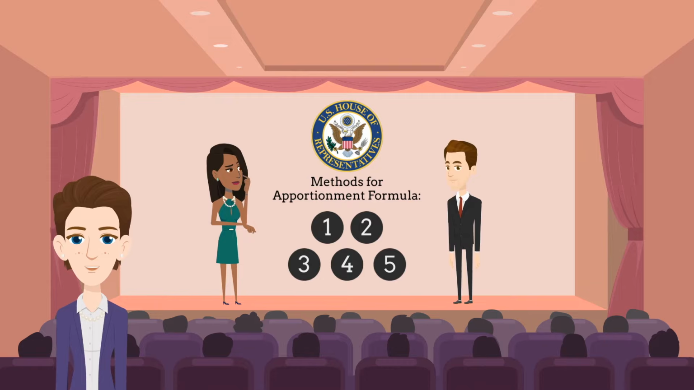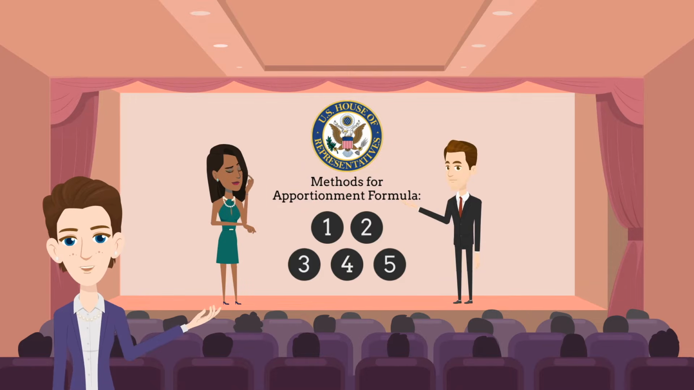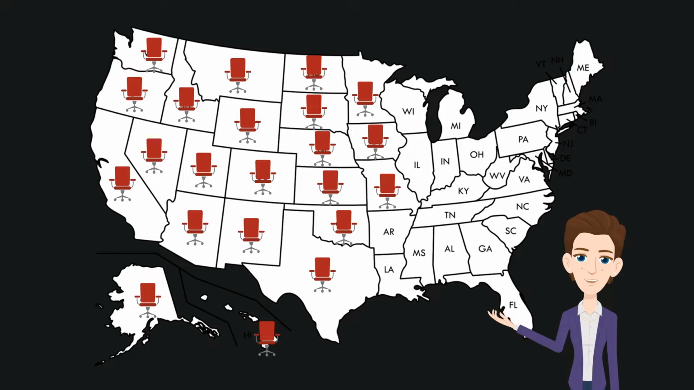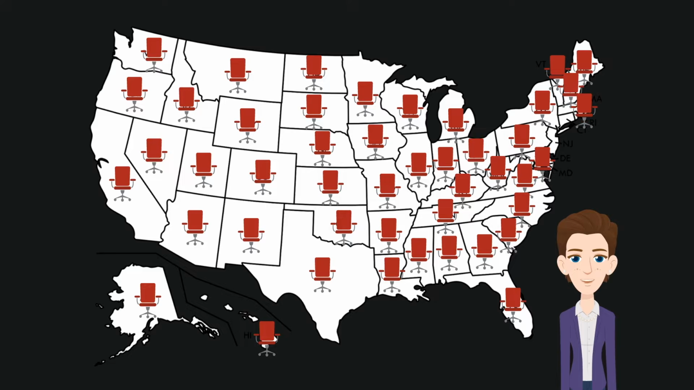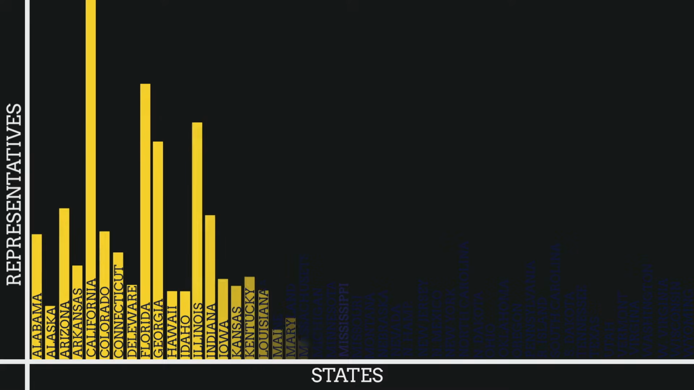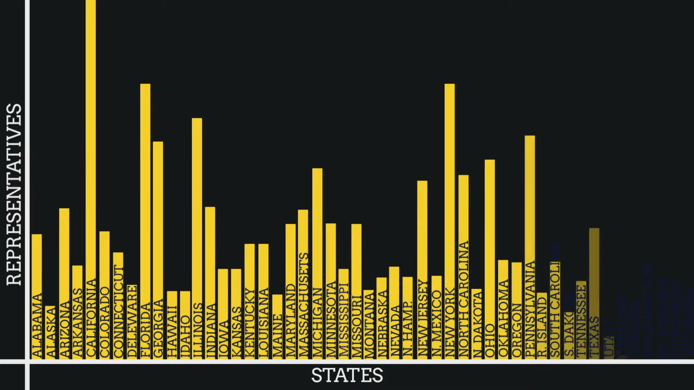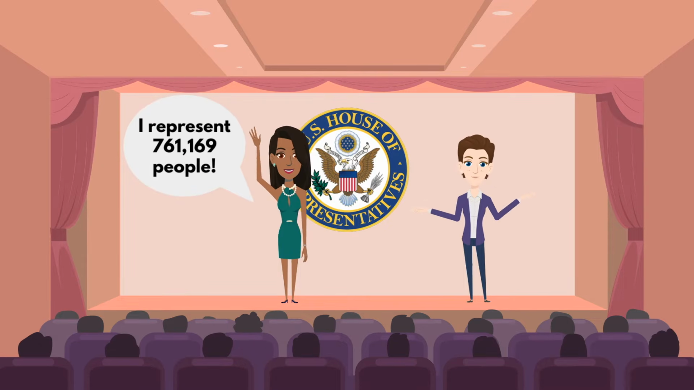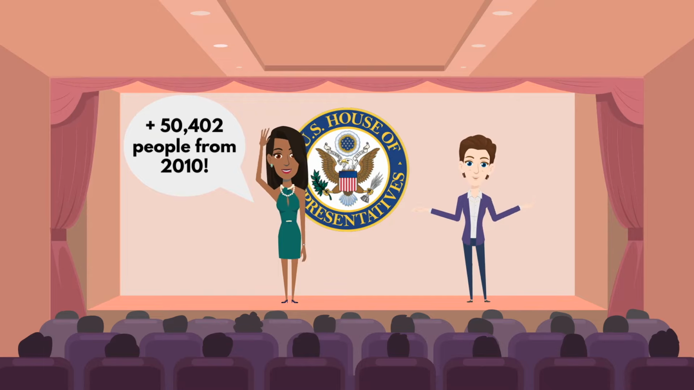Congress determines the formula for apportionment. Since the first census in 1790, 5 different methods have been used. The current formula, method of equal proportions, was adopted in 1941. To begin, each state is given 1 seat out of the available 435 because each state must have at least 1 seat in the House. After that, the remaining 385 seats are distributed so that each member of the House represents about the same number of people throughout the population. According to the 2020 census, that number is 761,169 people per representative. This is up 7.1% or 50,402 people from 2010.